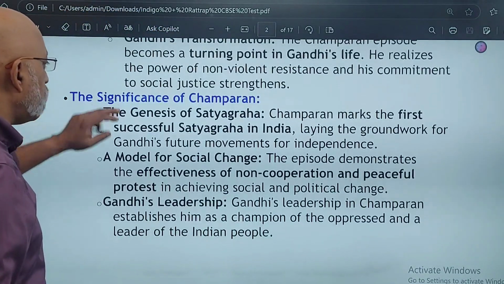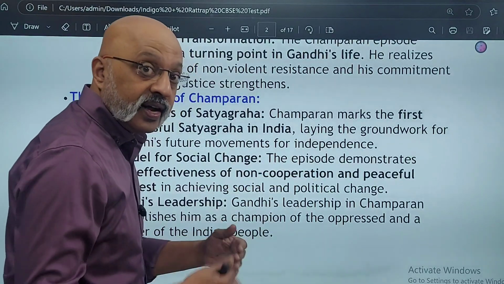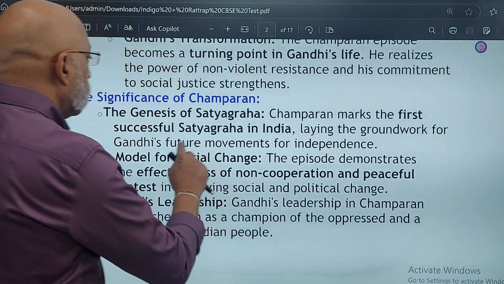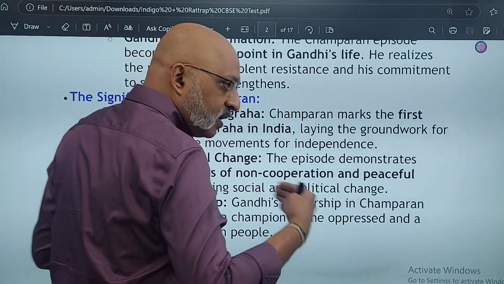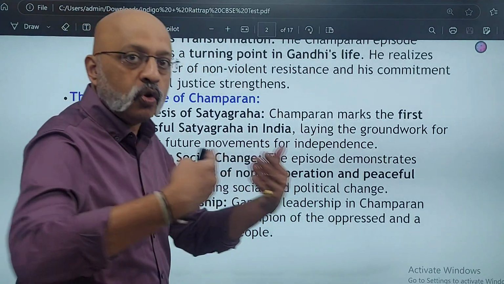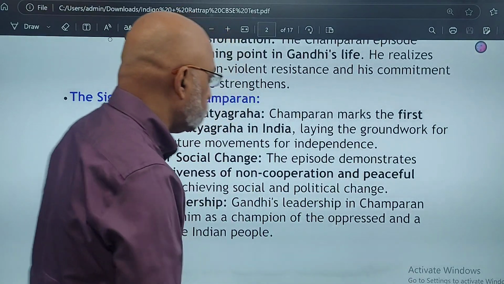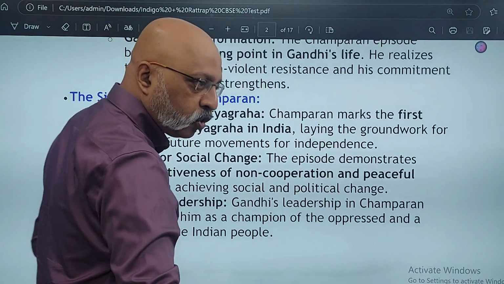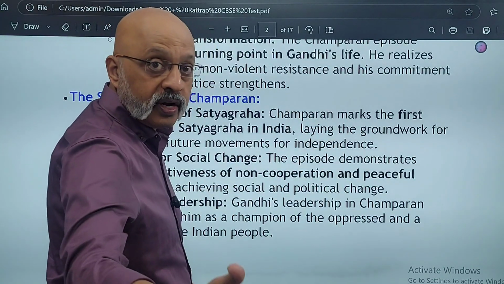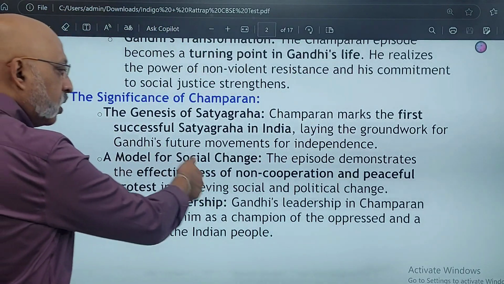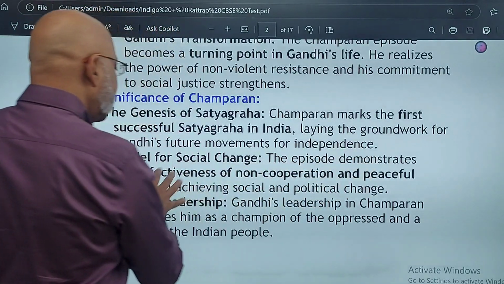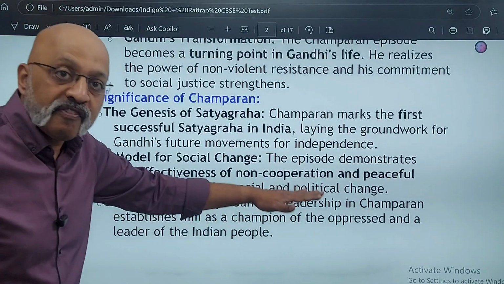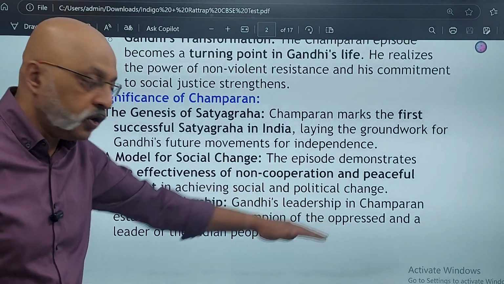Now, what's the significance of Champaran? The genesis of Satyagraha, that he manages to see that, okay, Satyagraha can work in India. So it marks the first successful Satyagraha. Satya means truth. Graha means that you are doing something in the quest of truth. And it lays the groundwork for Gandhi's future movements for independence, be it non-cooperation, civil disobedience, or the Quit India movement in 1942. It's a model for social change because it demonstrates the effectiveness of non-cooperation and peaceful protest in order to effect any kind of social and political change.